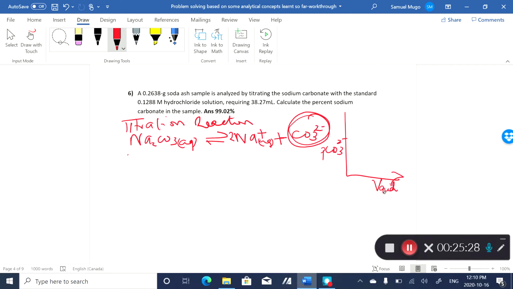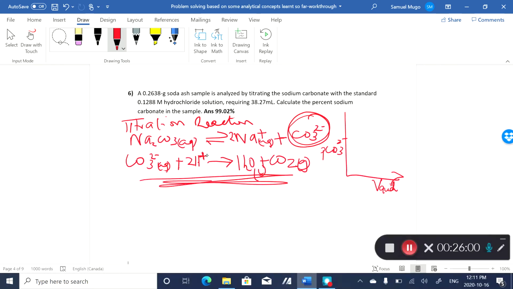And so the next reaction is, you're taking the carbonate and then you're titrating that with the acid. Typically it's a neutralization reaction, to give you water, plus the carbon dioxide gas is generated. So you see how important it is to balance the titration reaction. Very critical to balance the titration reaction.